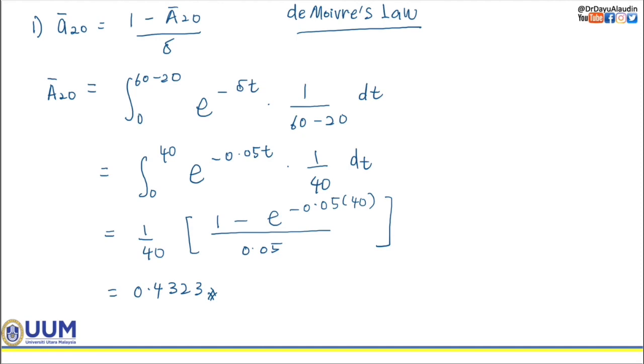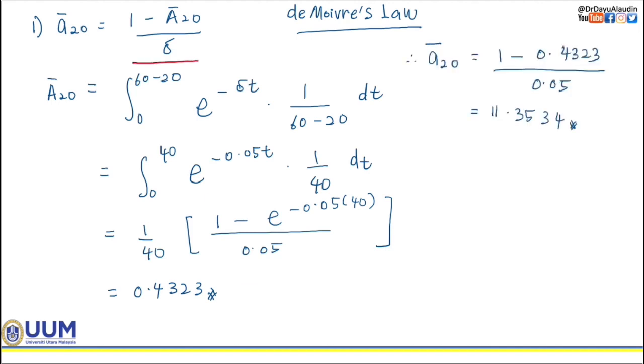We got 0.4323. This is the whole life insurance. Then to find the whole life annuity, we substitute in this equation and we get 11.3534.